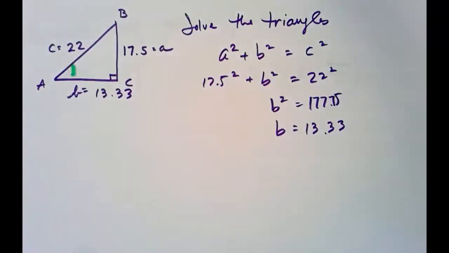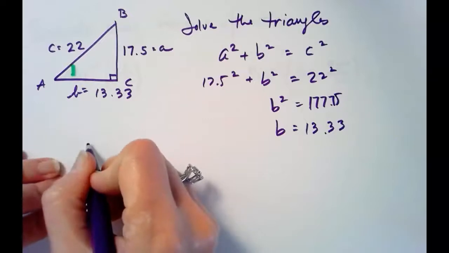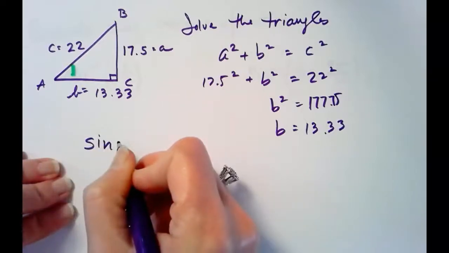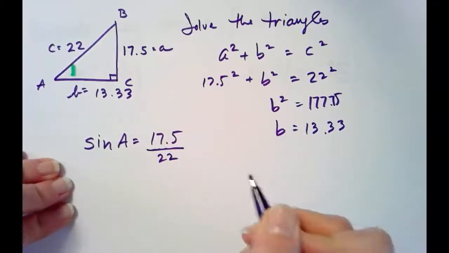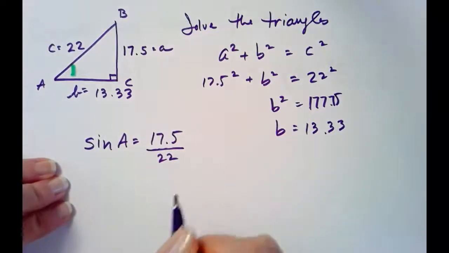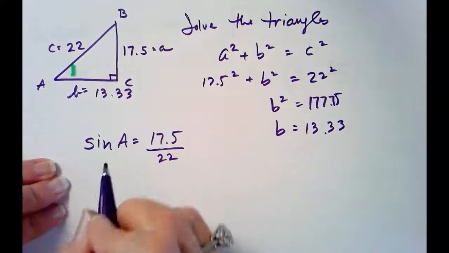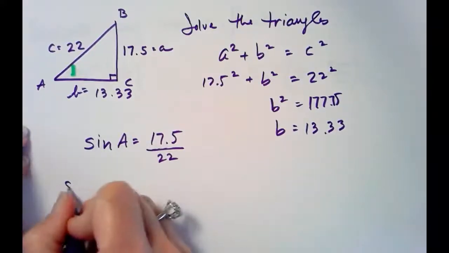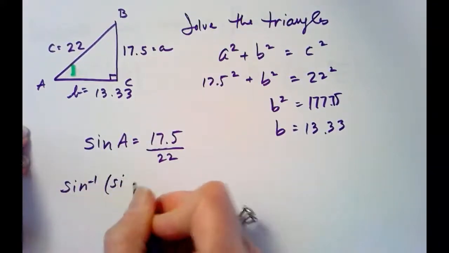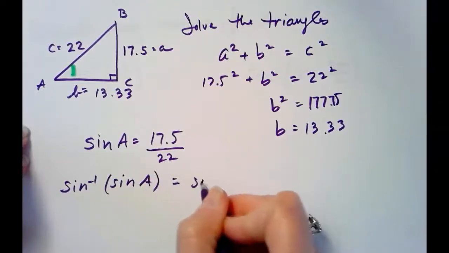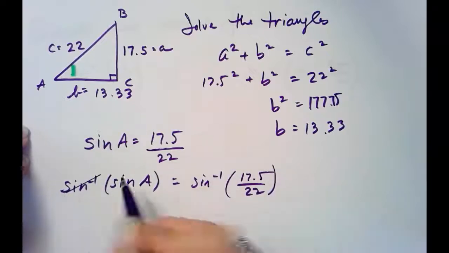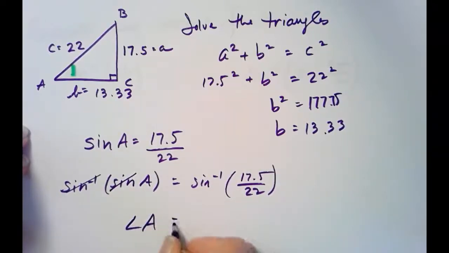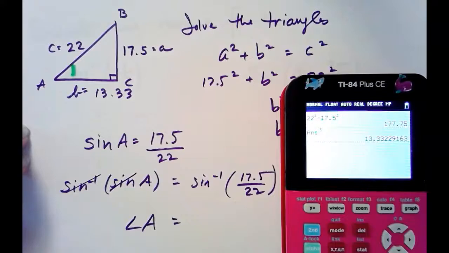This is going to justify an inverse trigonometric function here. So the sine of angle A is equal to the opposite side over the hypotenuse. So if we need to find an angle, we need to undo the sine function. So let's take the sine inverse of both sides. The sine inverse undoes the sine, and that leaves us angle A. This is what's going into our calculator.